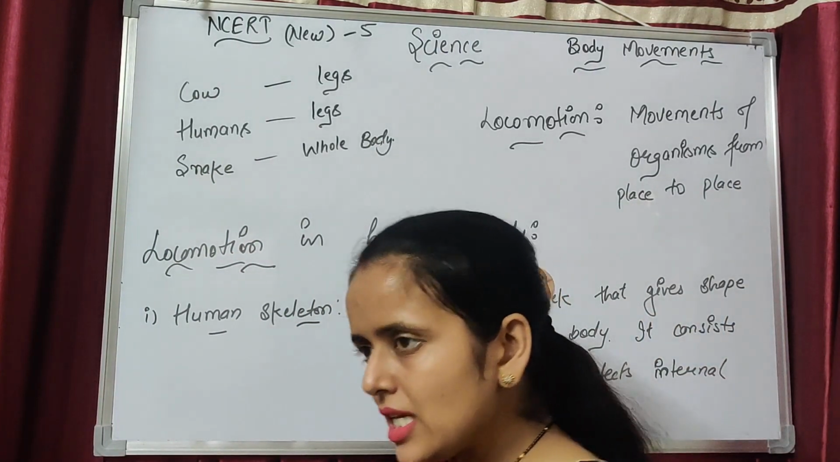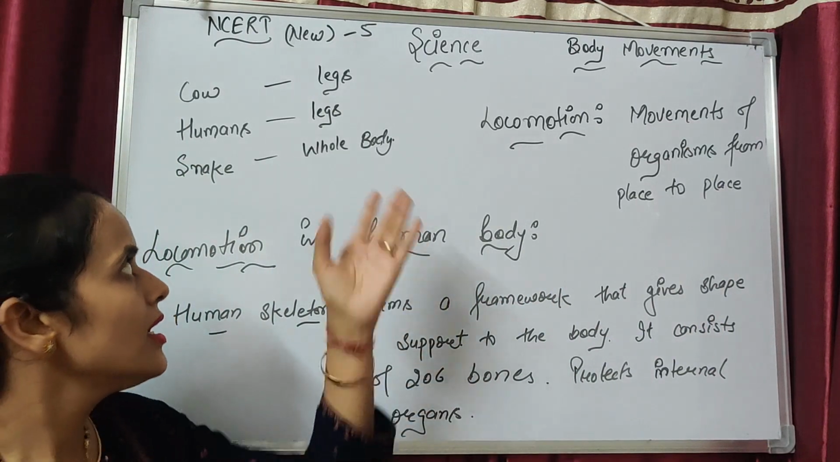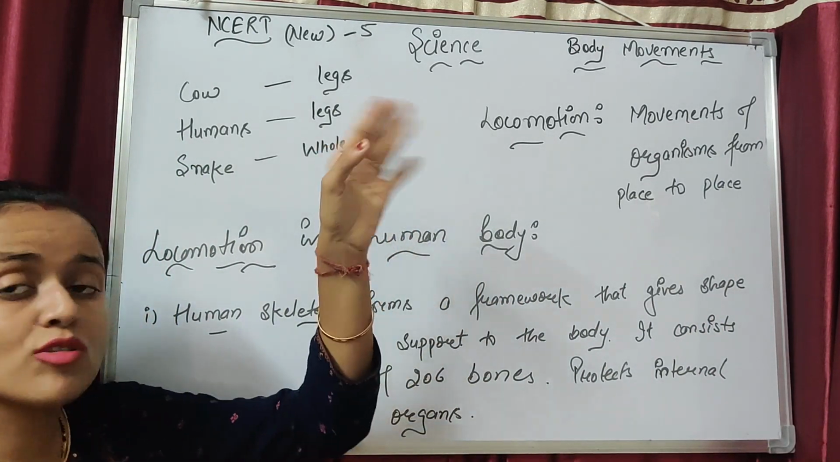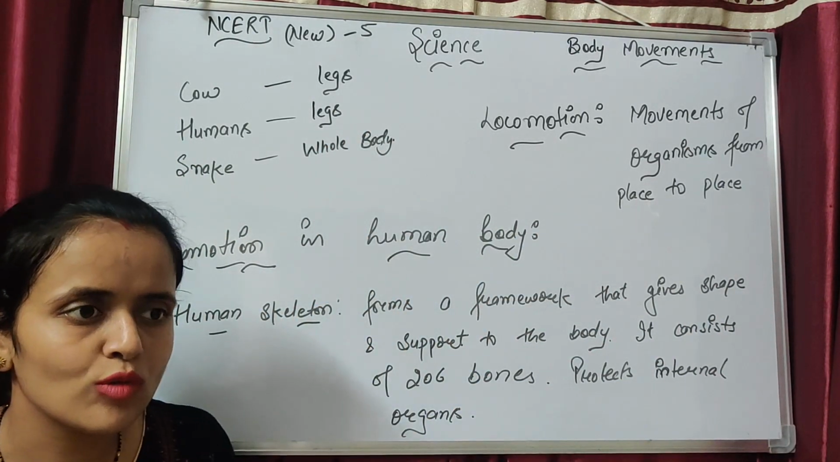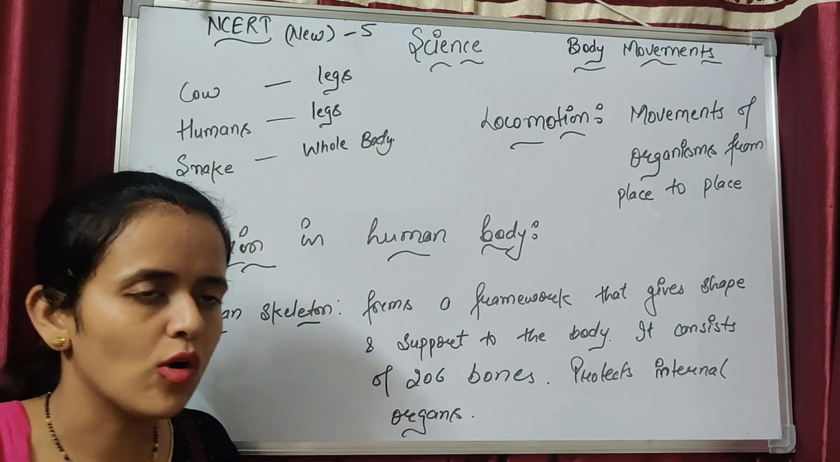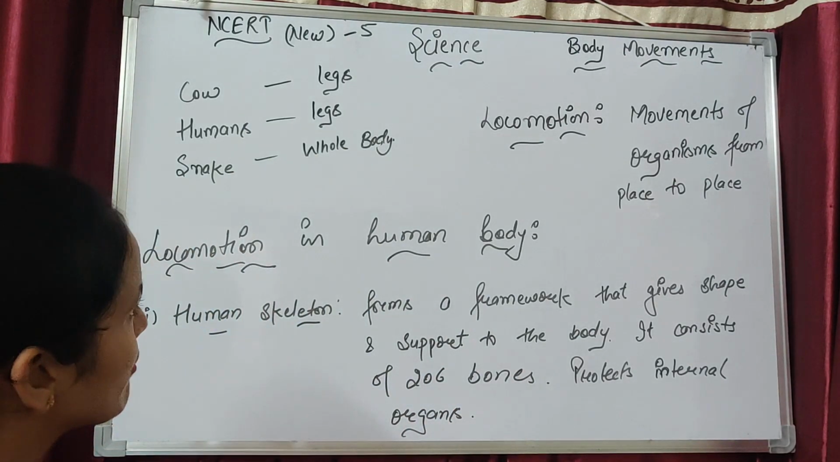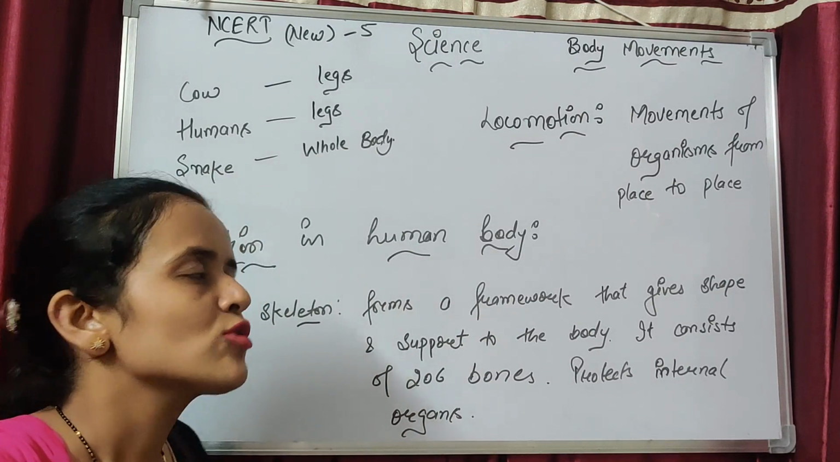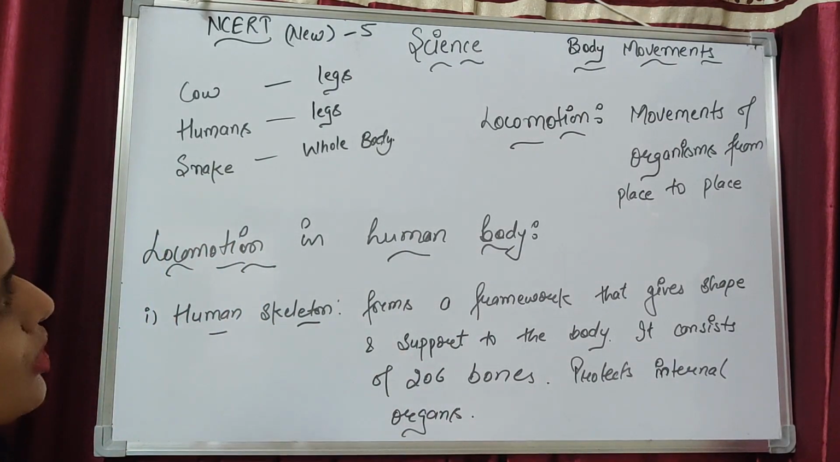So we will discuss how a snake moves, how a cow moves, how we humans move. All have different movements and different ways of moving. So we will study these things. This is the basic of this chapter.